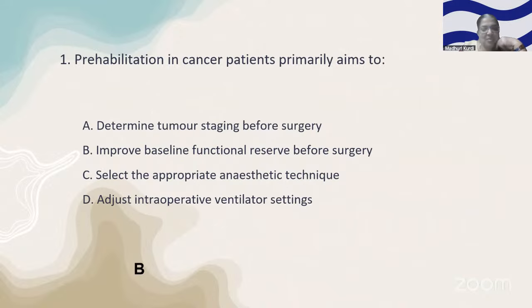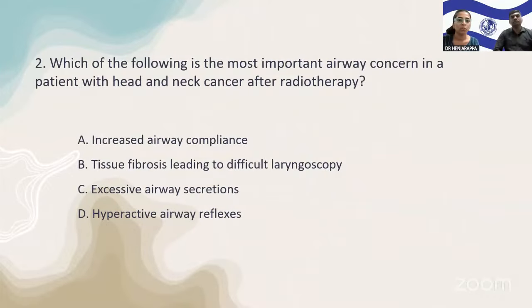Next question. Which of the following is the most important airway concern in patients with head and neck cancer after radiotherapy? Option A, increased airway compliance. Option B, tissue fibrosis leading to difficult laryngoscopy. Option C, excessive airway secretions. Option D, hyperactive airway reflexes.